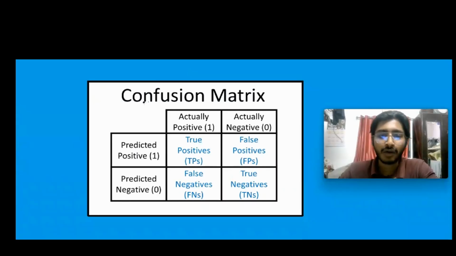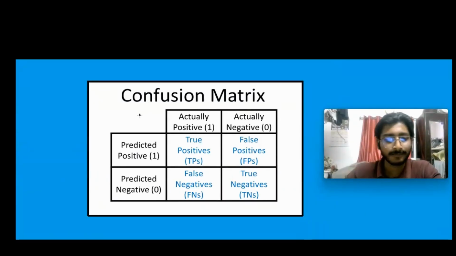So this is how our confusion matrix looks. On the top, we write the actual positive and actual negative, and on the side, we write the predicted positive and predicted negative. Now let's come to the terminology: true positive, false positive, false negative, and true negative. Let's understand each terminology carefully.